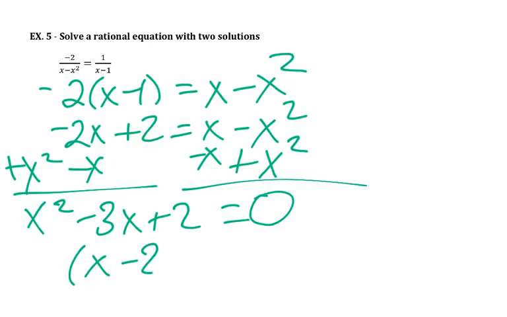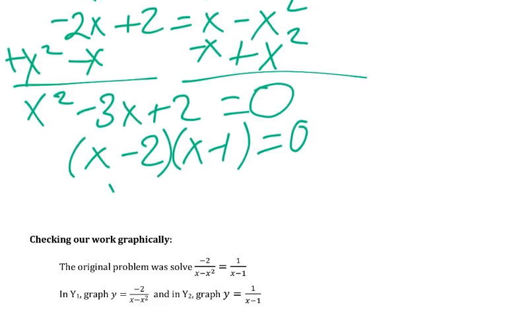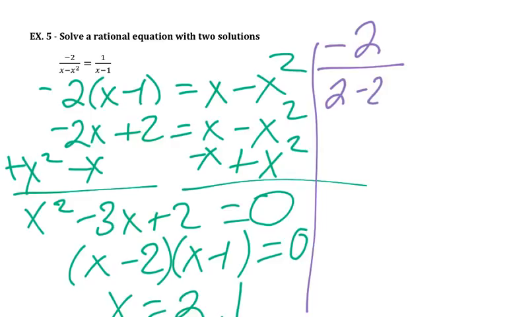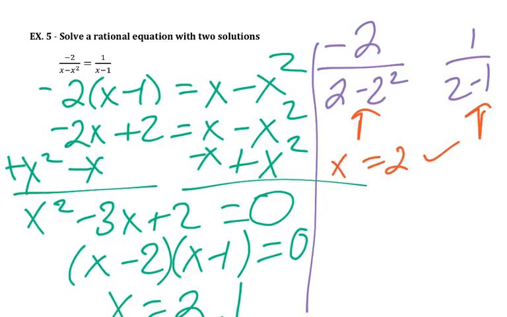Factor, I get x minus 2 times x minus 1 equals 0. So x equals 2 and x equals 1. Now we need to check our solutions and make sure that they work. So if I go back up here and plug in 2, I'd have 2 over 2 minus 2 squared. I'd have 1 over 2 minus 1. Do either of those have a denominator equal to 0? No. So x equals 2 is fine.